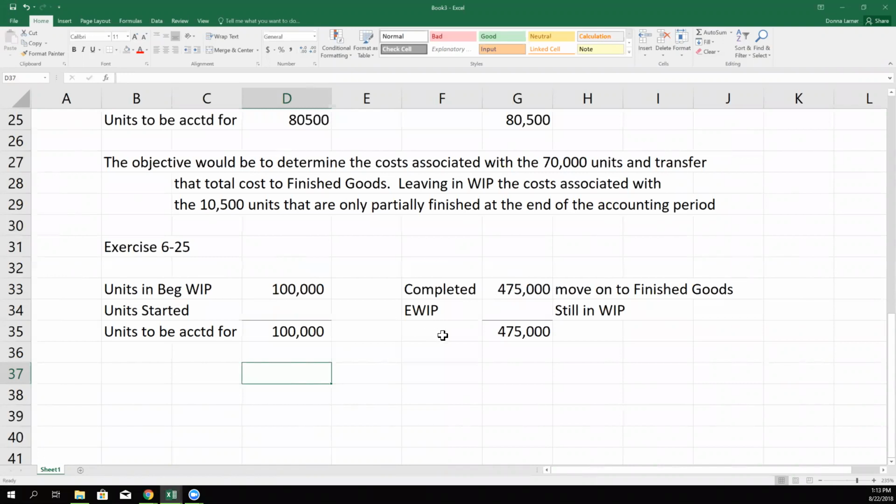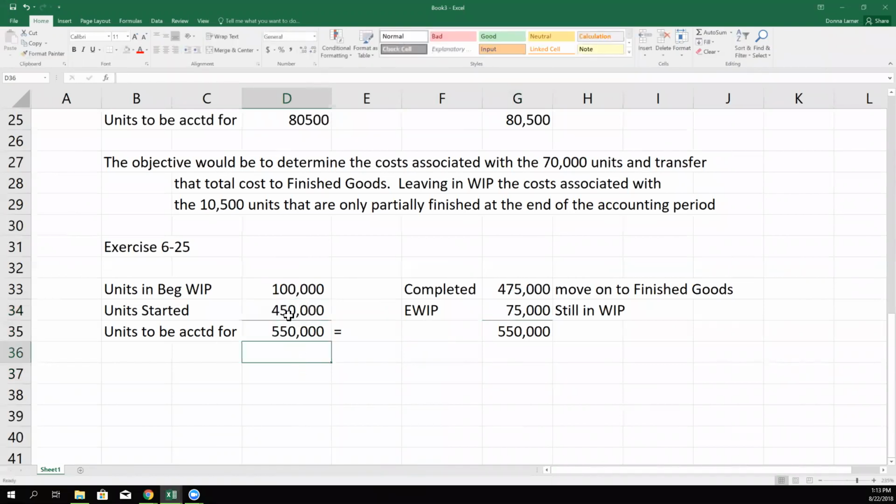The last thing it tells us is that at the end of December, there are still 75,000 units that are not finished. So there are really 550,000 units that flowed through our department. How many did we start? A big hint is that we need to make these guys equal. The units to be accounted for and the units we accounted for have to equal. So right now I only have 100,000, but this total's got to be 550,000. So it must be 450,000 units.